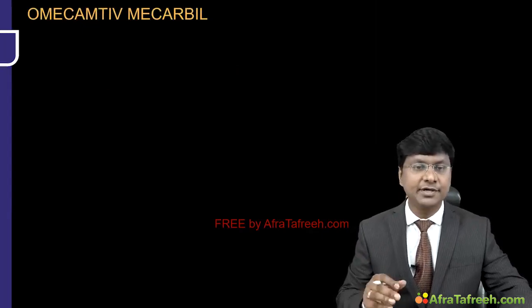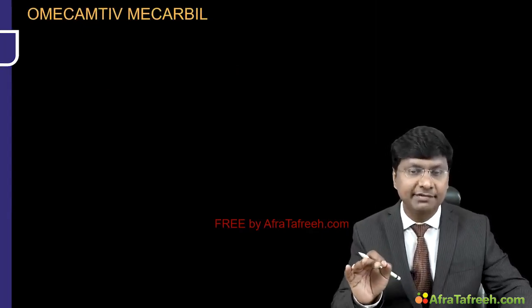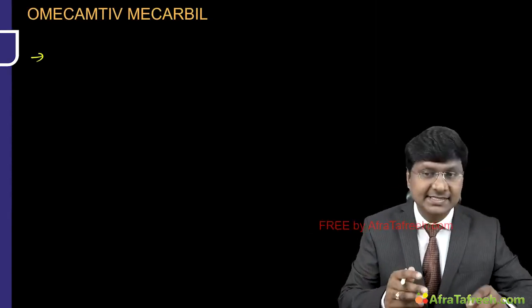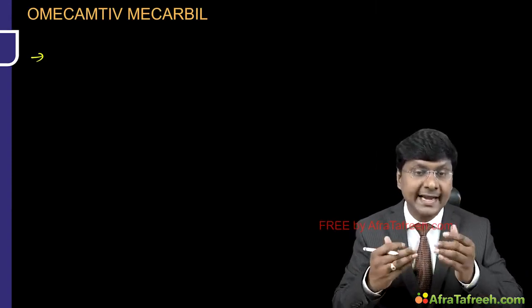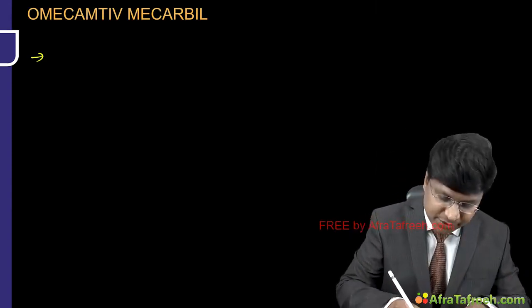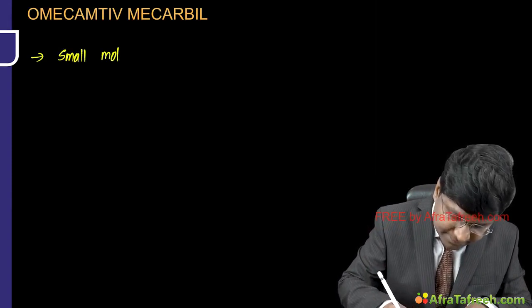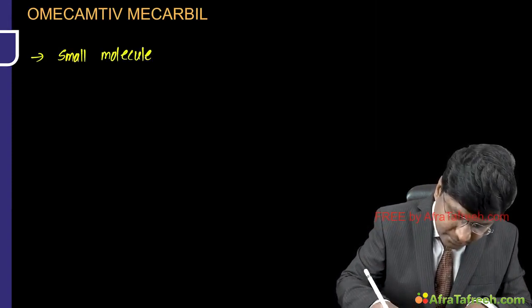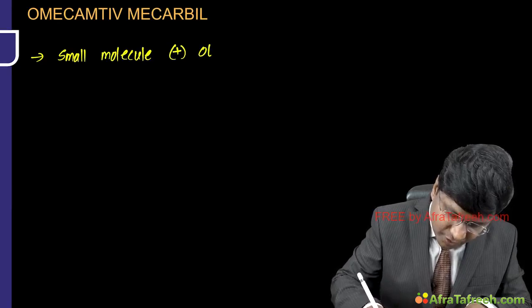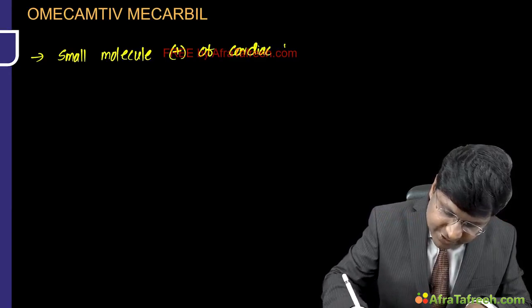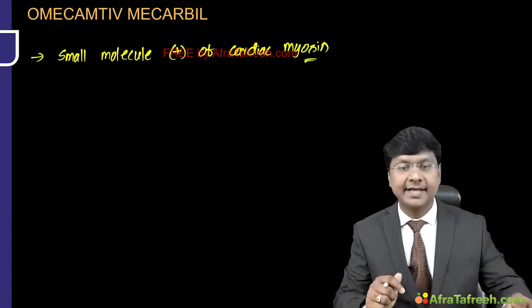And the next important drug is omecamtiv mecarbil. The mechanism of action is slightly different compared to the previous one. It is a small molecule activator of the cardiac myosin. Now, in what way will this be useful, if it is activating the cardiac myosin?